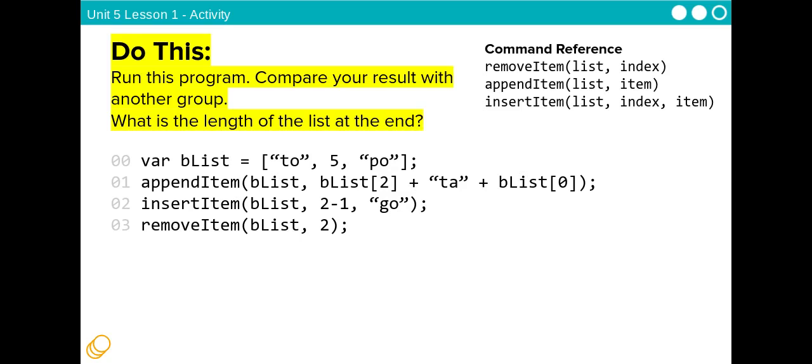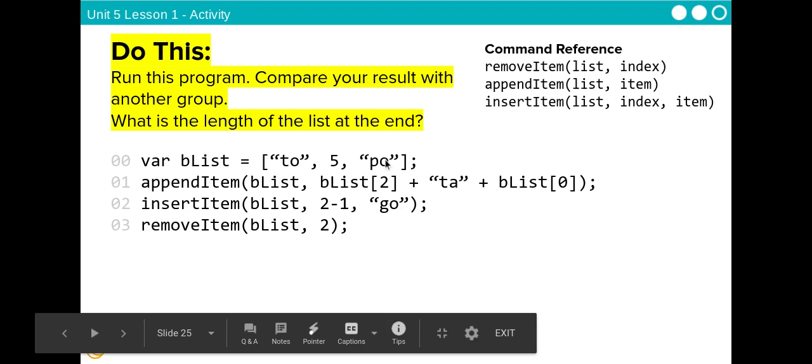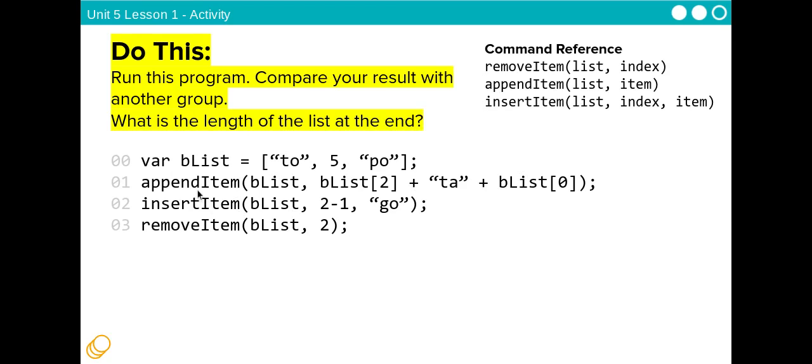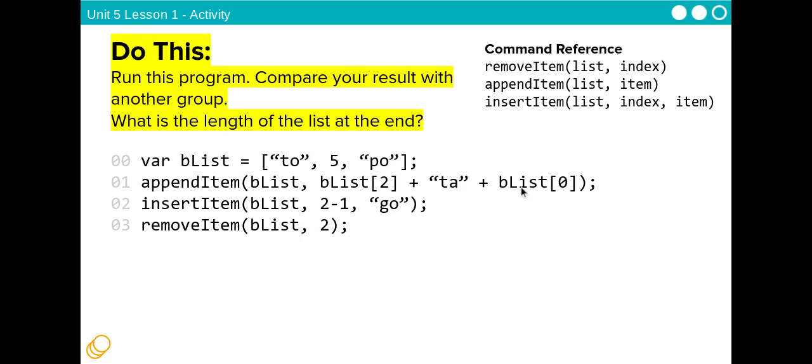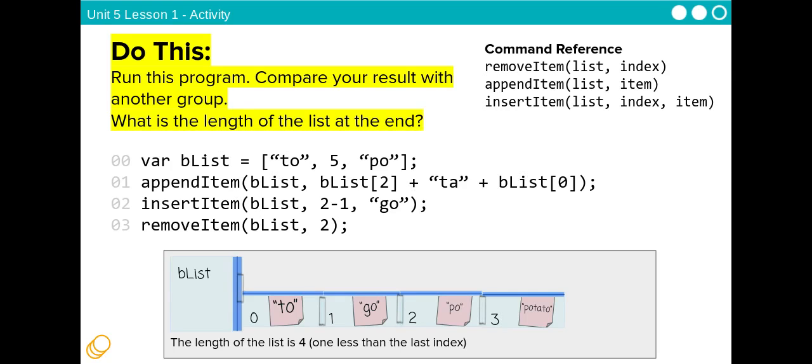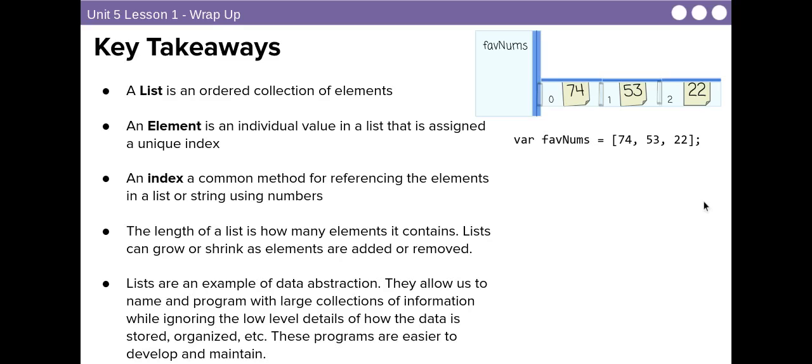My B list starts with 2, 5, and po. I'm going to insert something, move it around, and give it a position. This will go on the end. I'm going to insert an item inside my list, and then I'll remove something. My final list now says 2, go, po, potato, because I combined a few positions of elements to create potato.